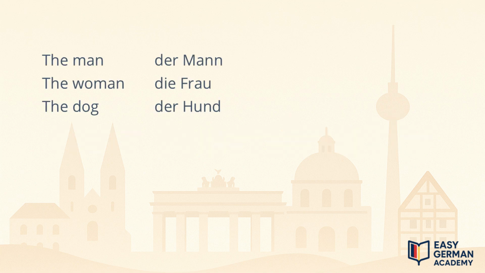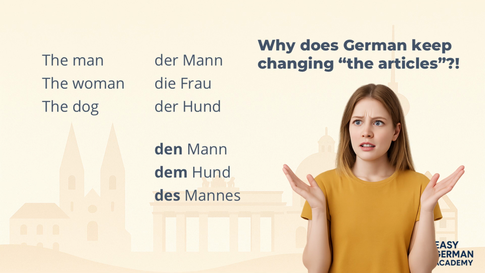In English, you just say the man, the woman, the dog. But in German, it's der Mann, die Frau, der Hund. And then suddenly it becomes den Mann, dem Hund, des Mannes. Wait, what just happened? Welcome to the wonderful world of German cases, where the words you already know suddenly start changing, depending on what they're doing in the sentence.